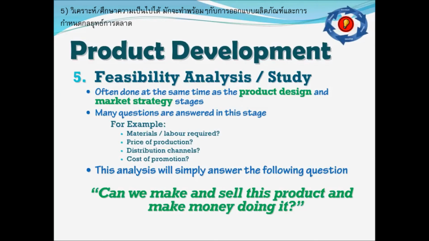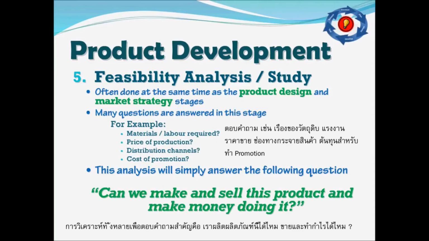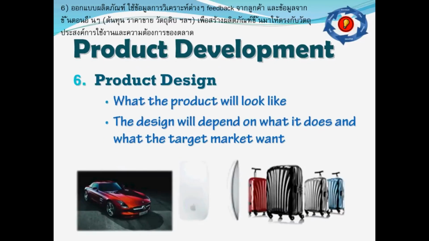So once you've done your product design, once you've kind of addressed your 4 P's, or at the same time, you then need to ask various questions. Do you have the materials and labor required to produce this product? Is the price of production going to be way too high? Do you have the distribution channels in place to get your product to the consumer? And what about promoting your product? How will you do this? Will it be cost effective? Basically, again, you are answering this very simple question. Can you make and sell this product while making money doing so?